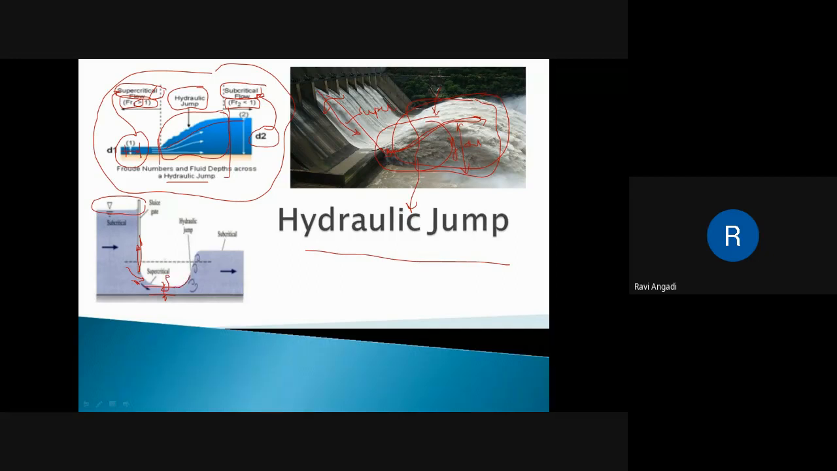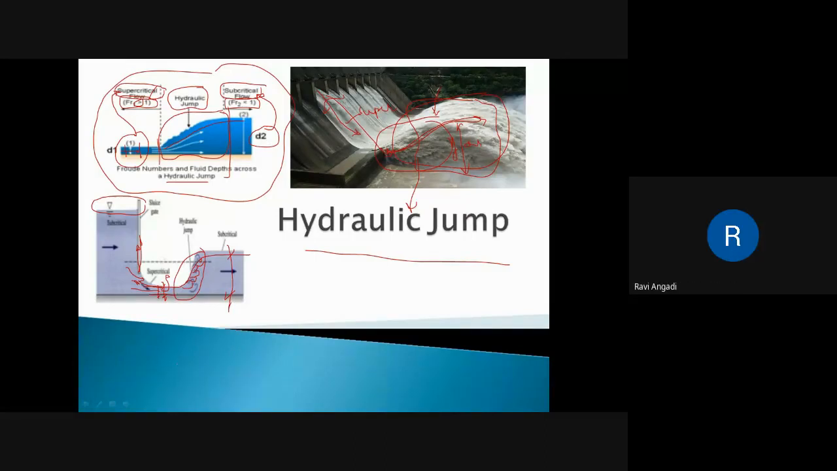Then as it moves, again slowly the depth increases. So it will become what, subcritical or supercritical? Subcritical. So when you open the gate, the flow will be rushing, shooting. This flow we call a supercritical flow, a high velocity flow. The depth is less here. Then as it moves downstream, the depth gradually increases and it becomes a subcritical flow. Between the supercritical and subcritical, there is turbulence, and it is called a hydraulic jump. Understood? Yes, sir.